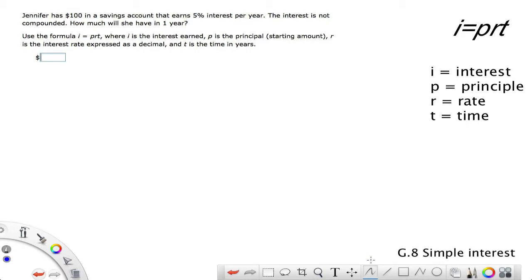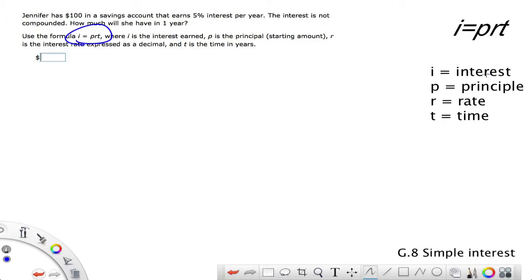This is IXL Grade 6, Section G8, and this is simple interest. And these actually give you the formula, I equals P times R times T. I have it here on the right as well, where I is your interest earned, so it's the money you earned. P is the principal, meaning how much money you've put in. And R is the interest rate.